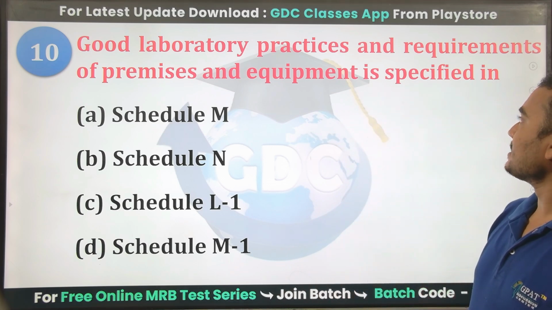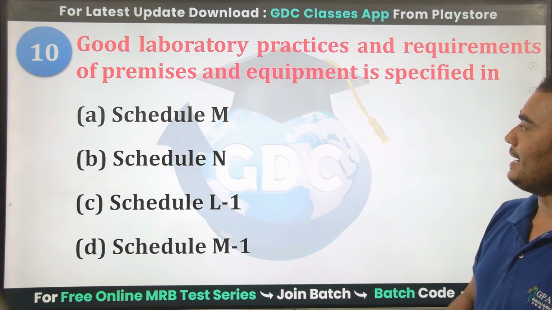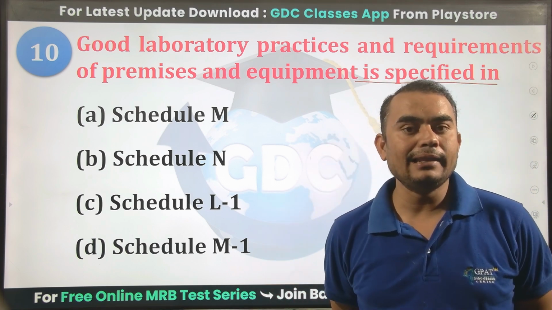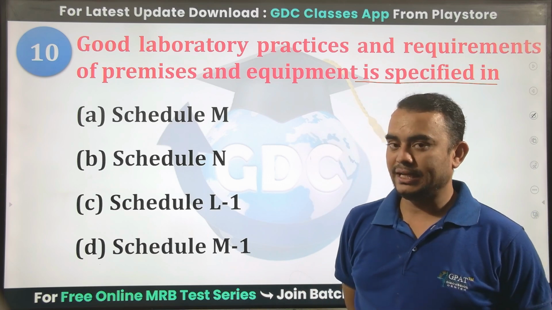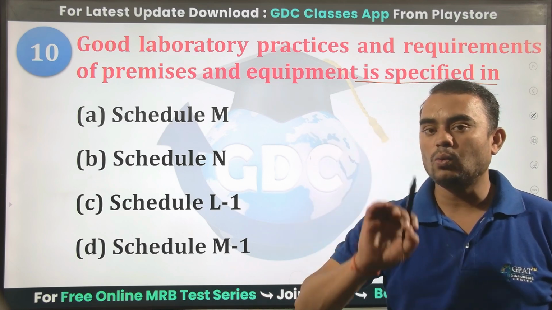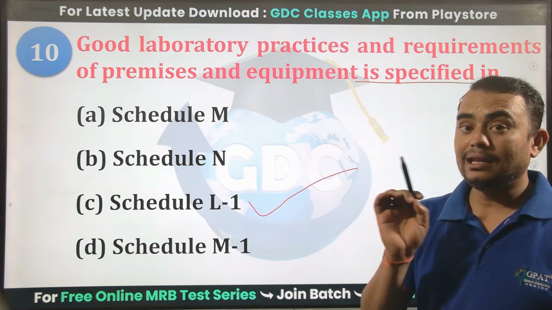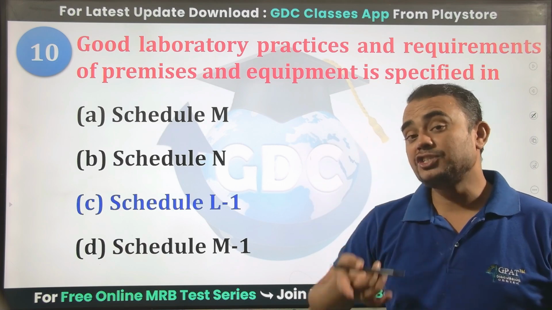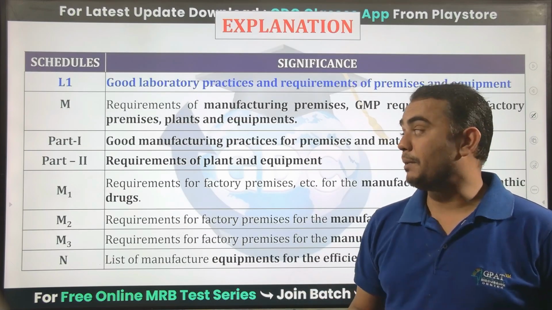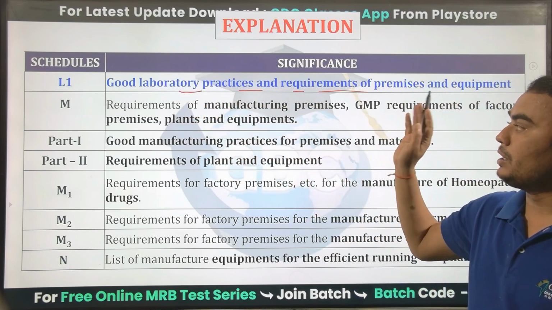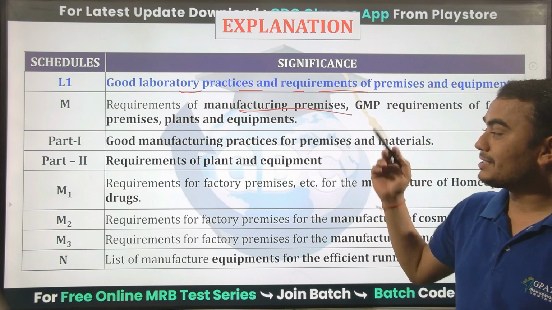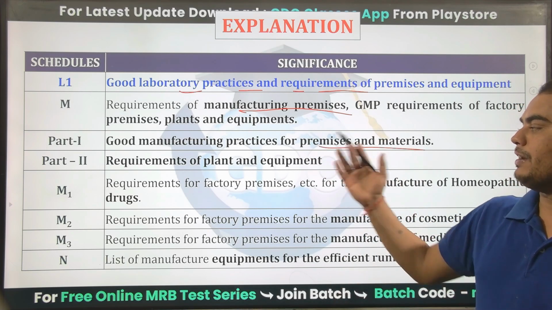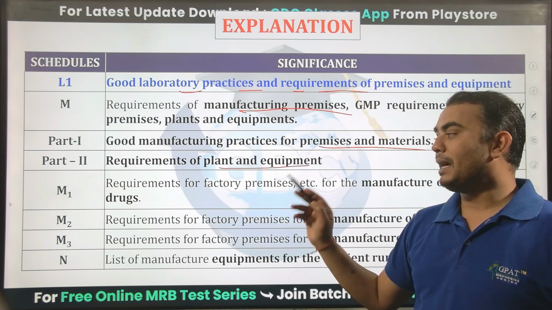Good laboratory practices, and requirements of premises and equipment, are specified in Good Laboratory Practice, GLP, and requirements of premises for the equipment come under Schedule L1. GLP comes under Schedule L1. GMP comes under Schedule M. Correct? Schedule M, GMP. Schedule L1, GLP. So L1 is good laboratory practice. M is good manufacturing practices. M has two parts: Part 1 is good manufacturing practice, premises and material, and Part 2 is plant and equipment.